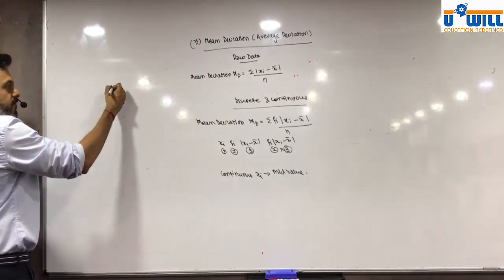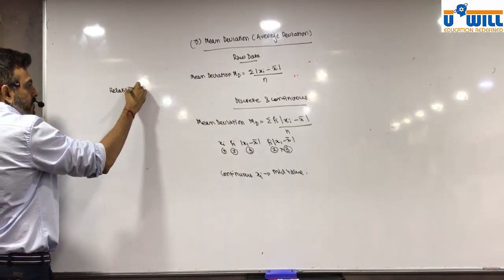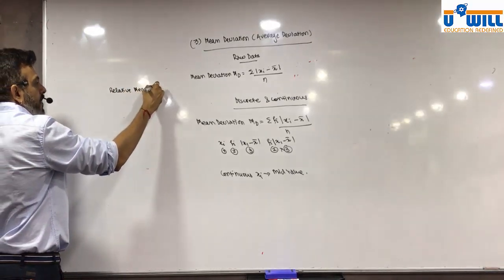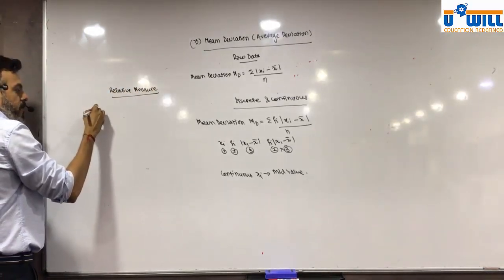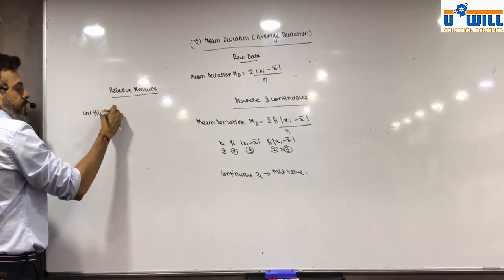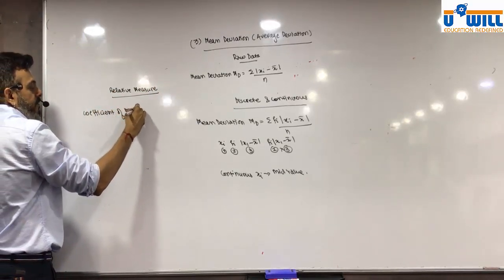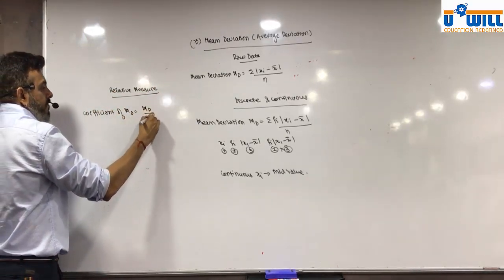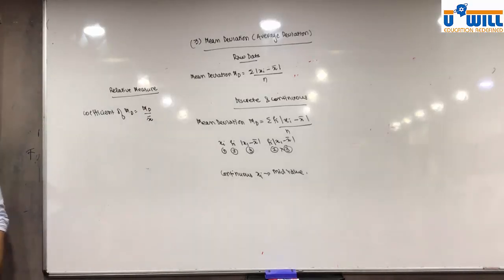So the relative measure of mean deviation is known as coefficient of mean deviation, which is equal to mean deviation upon mean.